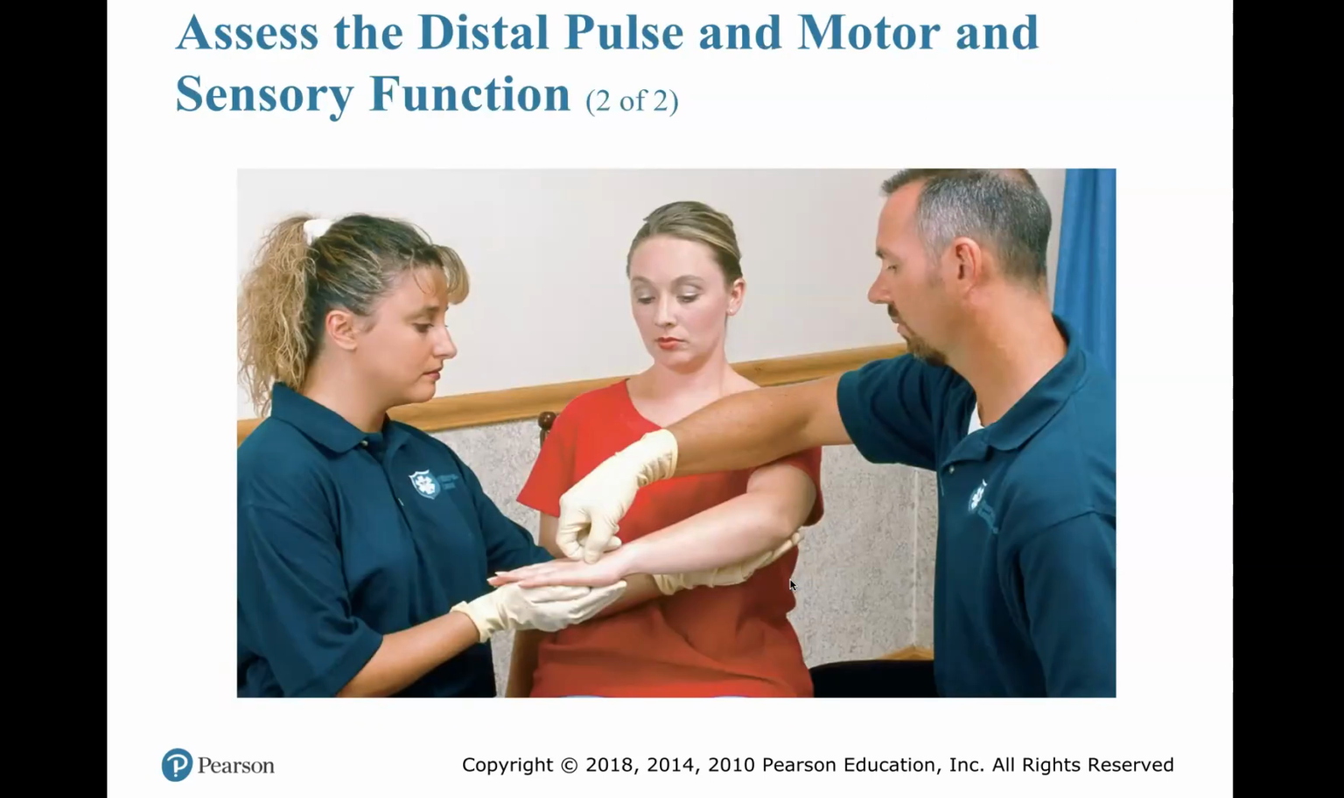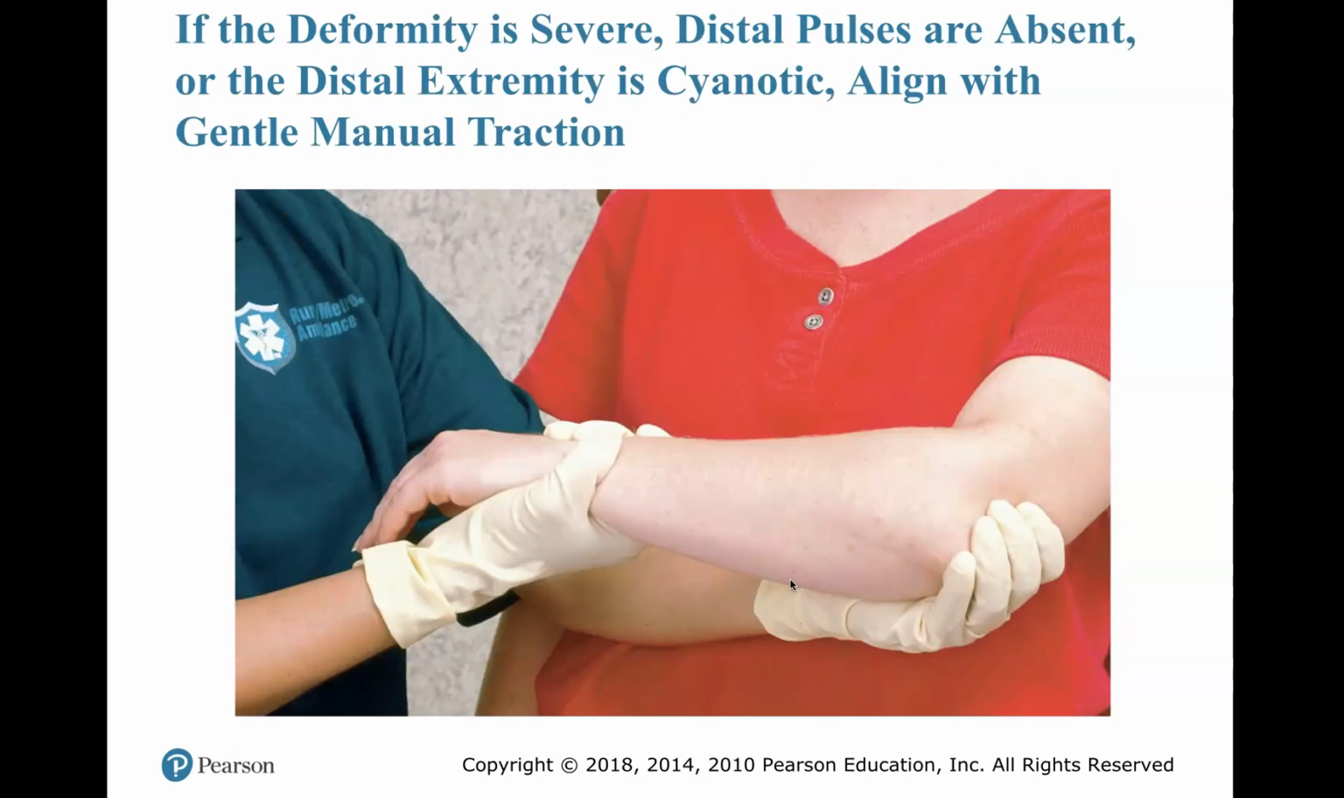Stabilize that extremity. Checking PMS. You're going to use manual traction if you don't have a distal pulse, if there's severe deformity, or their extremity is cyanotic. The reason is because you need to get circulation going back to that arm.